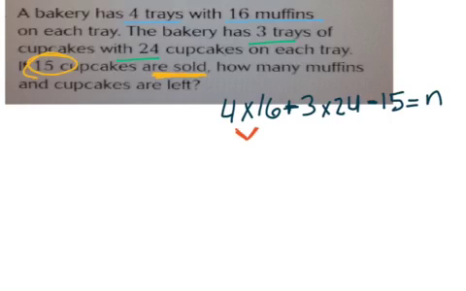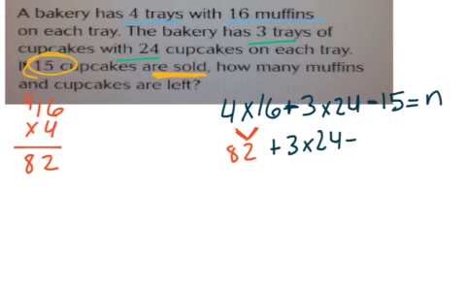My first step is to do my first multiplication. So 16 times 4. 6 times 4 is 24. I put my 2 and carry my 4. 4 times 1 is 4, plus 4 more is 8. So I have 82. Now I have to rewrite my problem. Plus 3 times 24 minus 15 is equal to n.